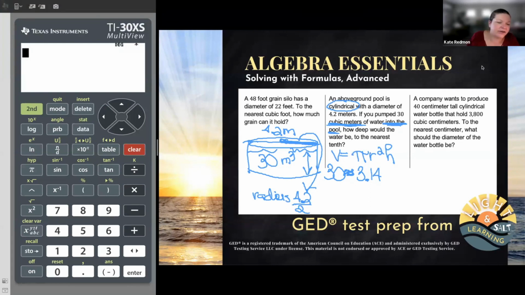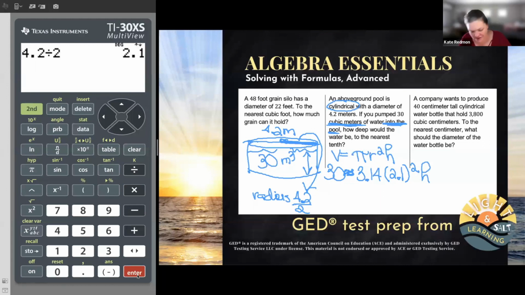And you can do that in your calculator if you're feeling a little intimidated. But 4.2 divided by 2 is going to give us 2.1. And that's what I'll plug in for my radius. That 2.1 is being squared according to the formula. And then the thing I'm looking for here is the height, how deep the water is going to be.